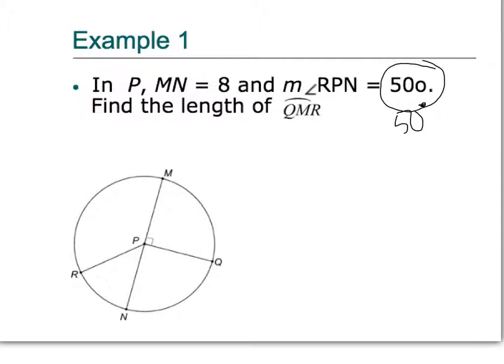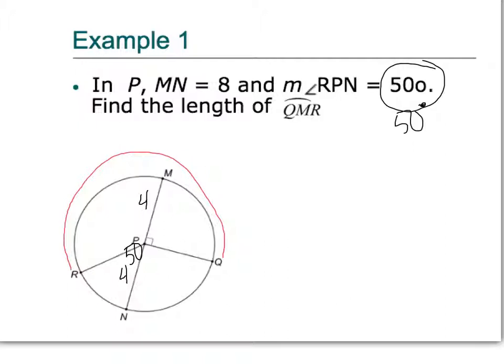In circle P, it says MN, which is the diameter, is 8, so I'm already going to cut that up into 2 radii, 4 and 4. And measure of angle RPN is 50 degrees, just like the way it says in your printed notes. So over here I've got 50 degrees. Find the length of arc QMR. So we are looking for QMR, not the circumference of the entire circle, but that portion of it over there.